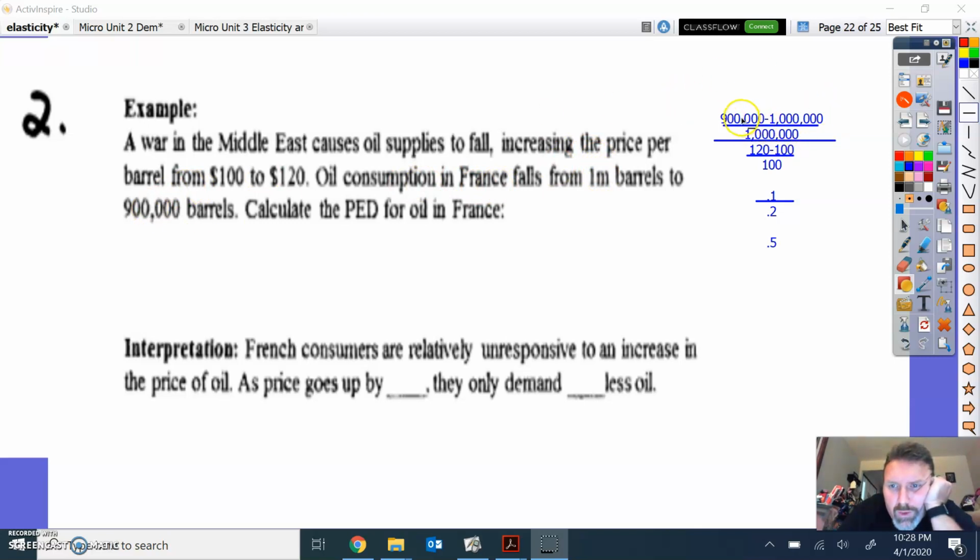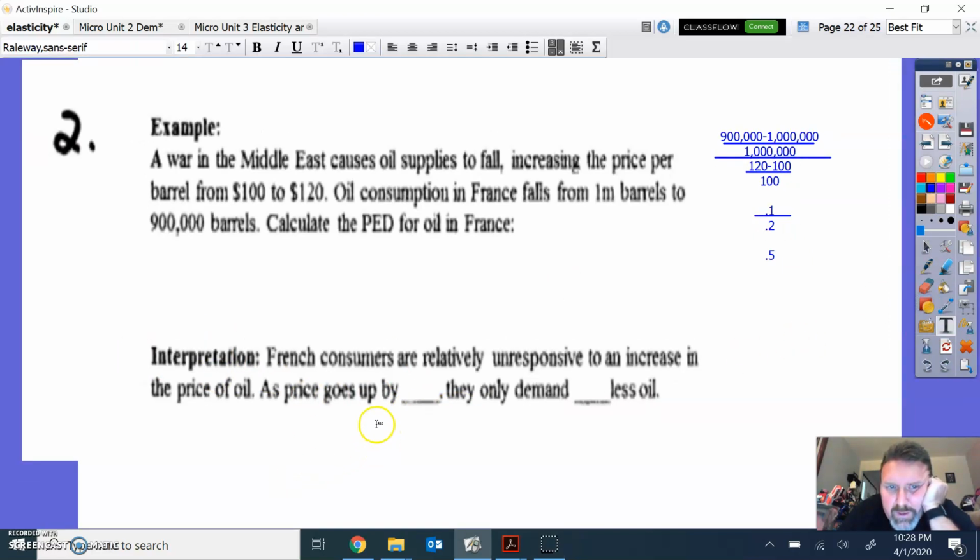So, new minus the old over the old. New minus the old over the old. Remember, quantity is on top, price is on bottom. 0.1 over 0.2 gives me 0.5. That's telling me that it's a pretty inelastic good at that point. So the interpretation down here is a really good way to make sure we understand this. As price goes up by $20, they only demand 100,000 less oil. So you can tell that it's a really important good for them in that realm.